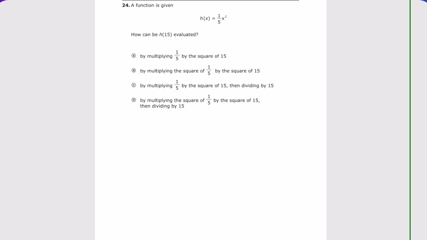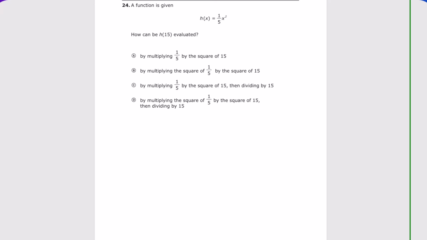Question 23. Identifying the function type. We are given y equals (x minus 3) squared plus 1. The variable is squared, so the graph is a parabola, meaning it's a quadratic function. That matches choice B, which identifies it as quadratic. Correct answer, choice B.